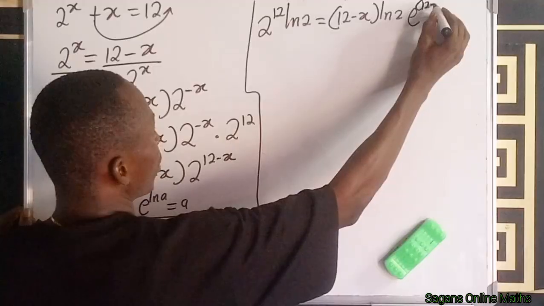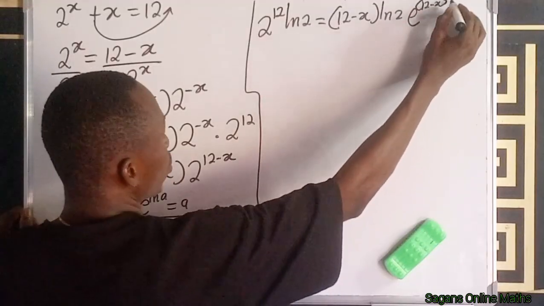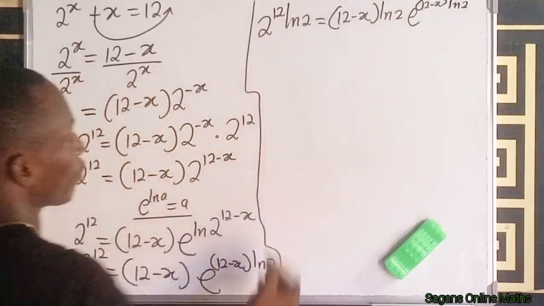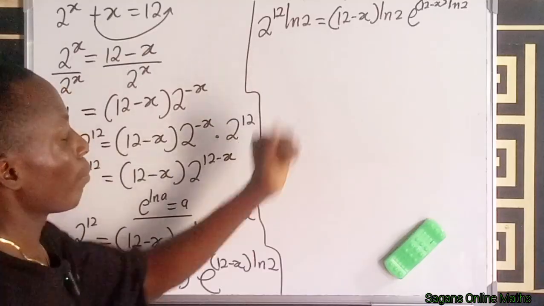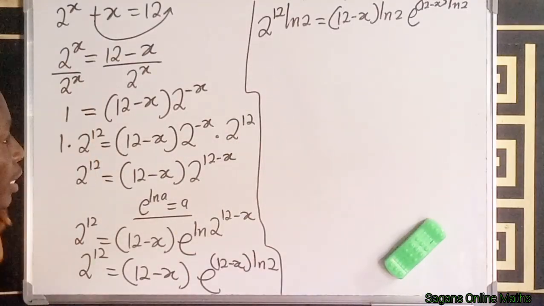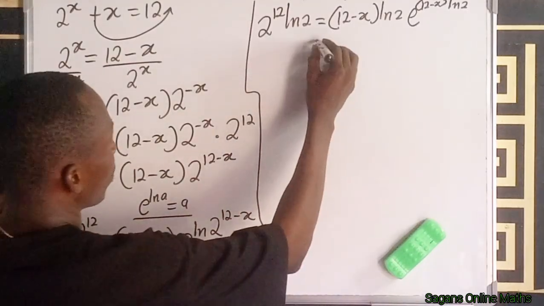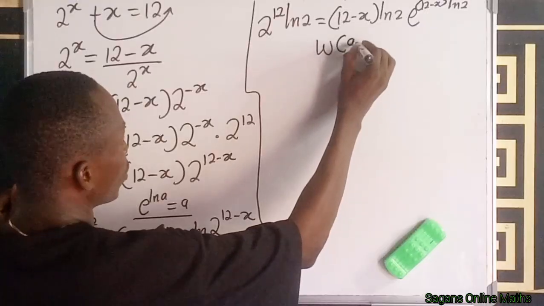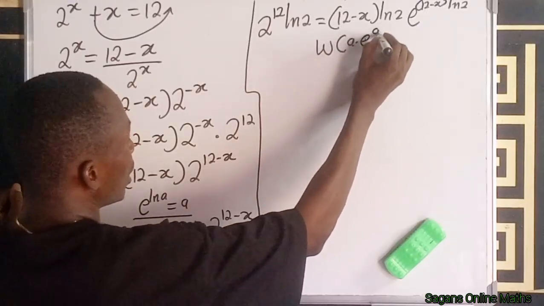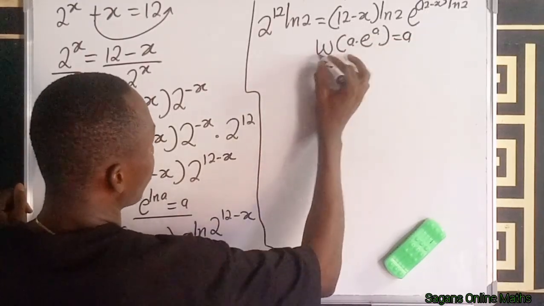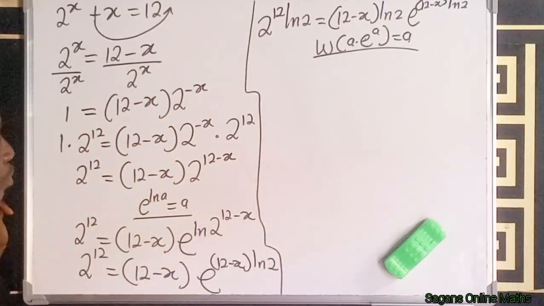Into 12 minus x what? ln 2. Wow, you can see that we have done that. So we have multiplied both sides by ln 2. And let's use the Lambert W function property that the Lambert W function of x multiplied by e to the x is equal to what? x. This is the property of the Lambert W function, which is very interesting, right?